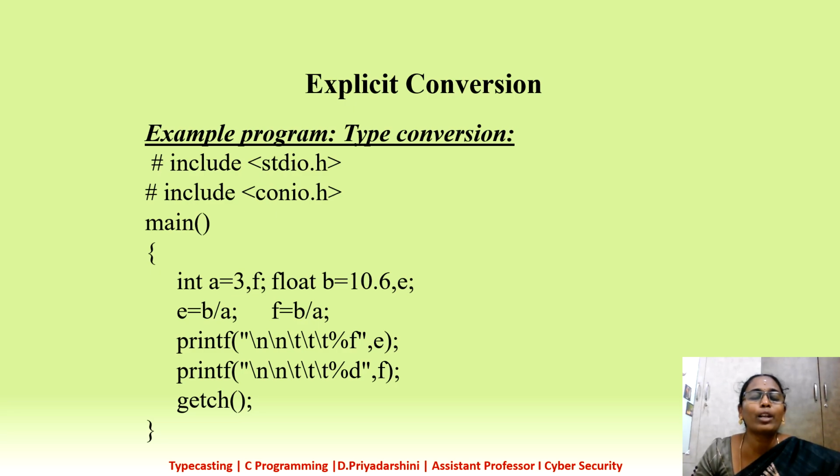Here the integer a is given as 3 and f is also declared as an integer. The floating point b is given as 10.6 and e is also a floating point variable. When I divide e = b / a, that is 10.6 divided by 3, we will definitely get a floating point value, and e is declared as a float. But f is declared as an integer, so when I divide b by a, the floating point value will automatically be converted to integer and the decimal value will be truncated.